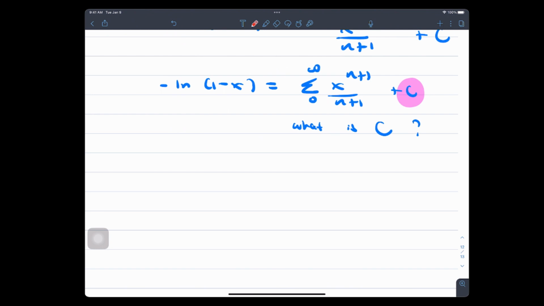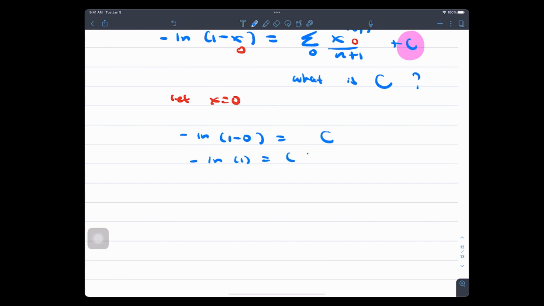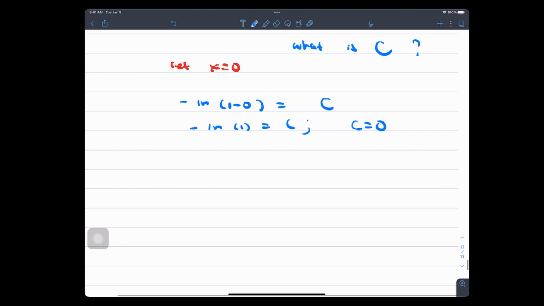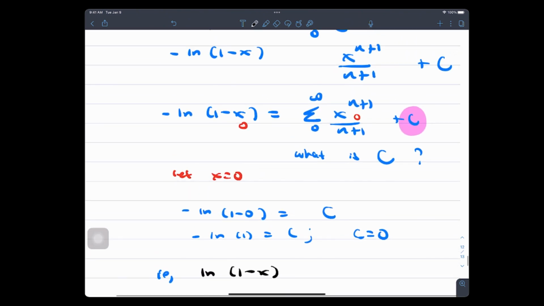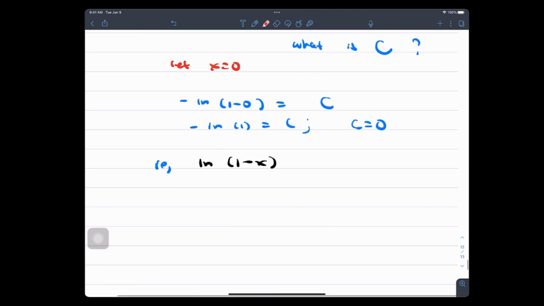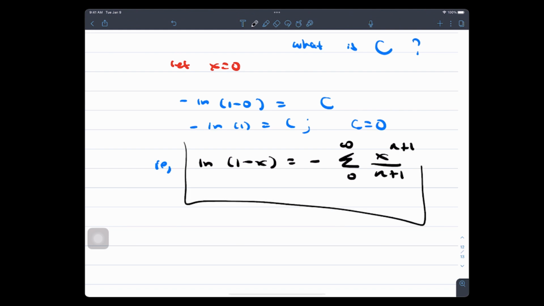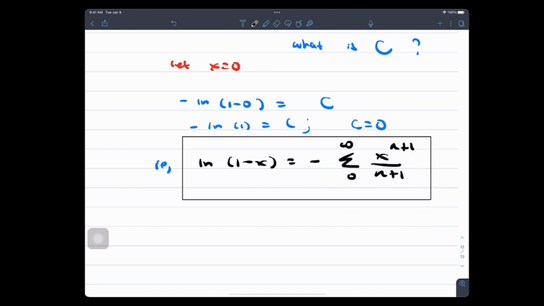So what they do is they have a substitution. They'll say, okay, let x be 0 here. And if x is 0, we get minus natural log of 1 minus 0, which is going to be that sum with 0, plus c, which is going to be c. Minus natural log 1 is c, or c equals 0 here. So here's the moral of the story. There was a minus sign outside. So this can be written as minus the sum from 0 to infinity of x to the n plus 1 over n plus 1. So the point I'm making is if you can write a function as a power series, you can differentiate, you can integrate, you get other new power series functions.